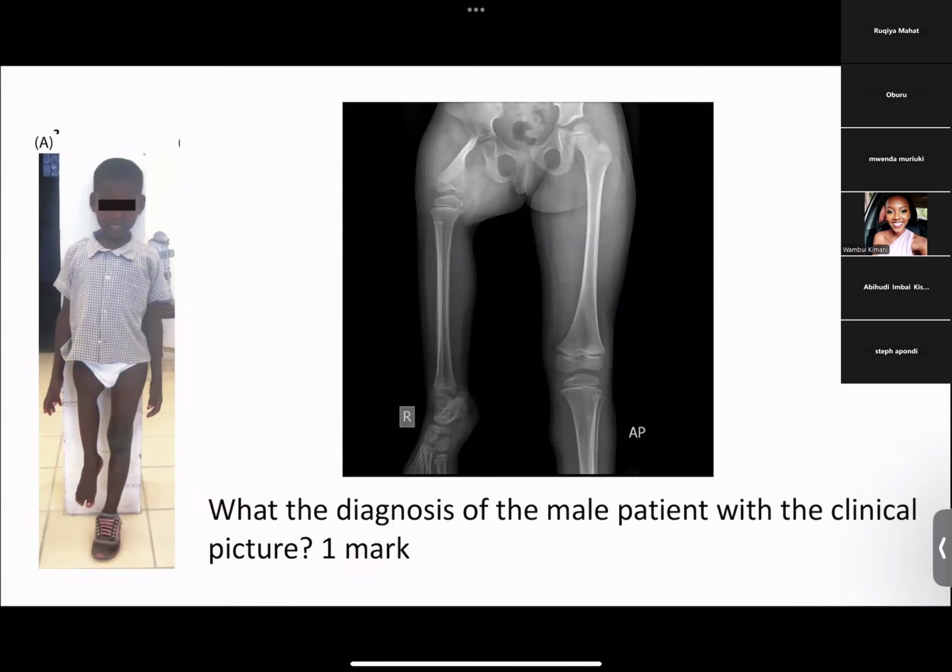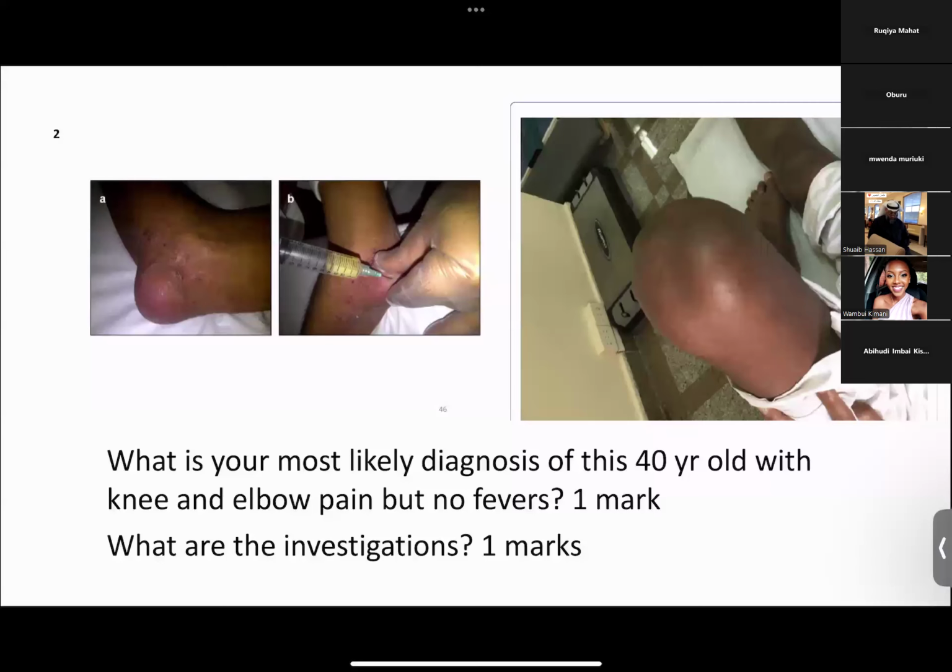What can you see? There's definitely absence of a proximal femur, isn't it? So these are proximal femoral focal deficiency. Then this one also, a patient presents 40-year-old with knee and elbow pain. You can clearly see what is the diagnosis in the elbow. What does the patient have in the elbow? Olecranon bursitis. And then the patient has knee pain. I mean, there can only be one diagnosis.